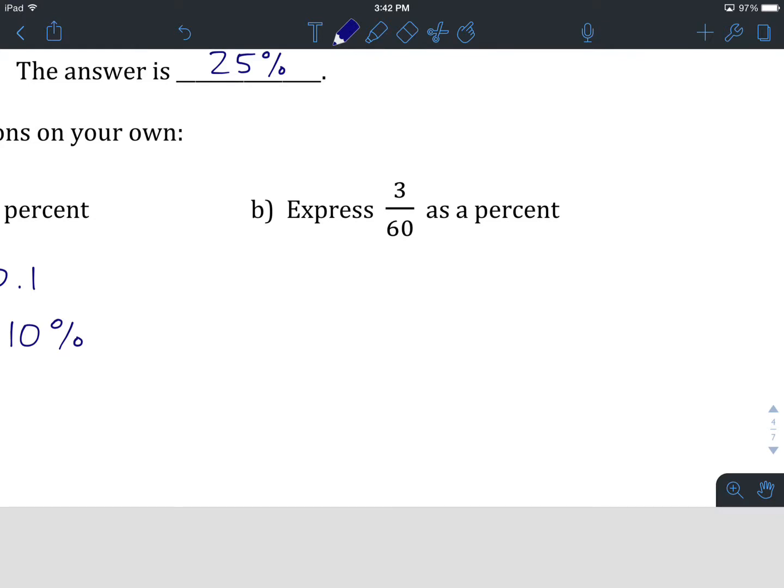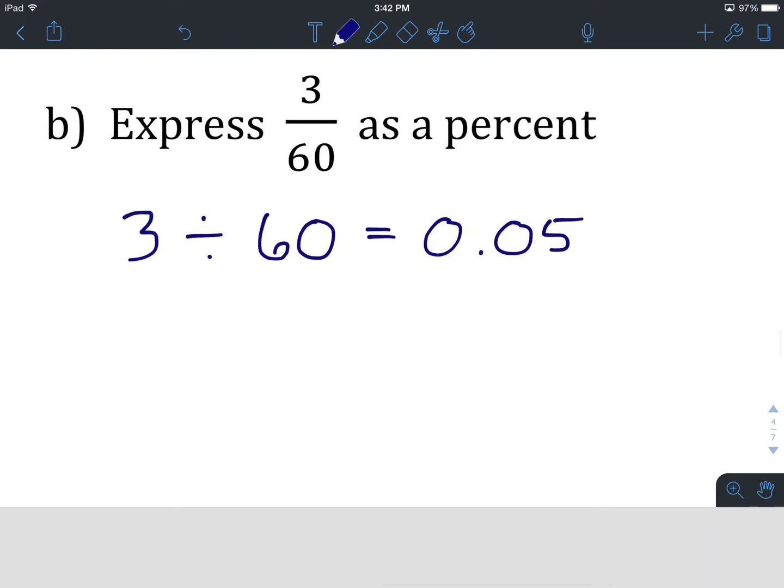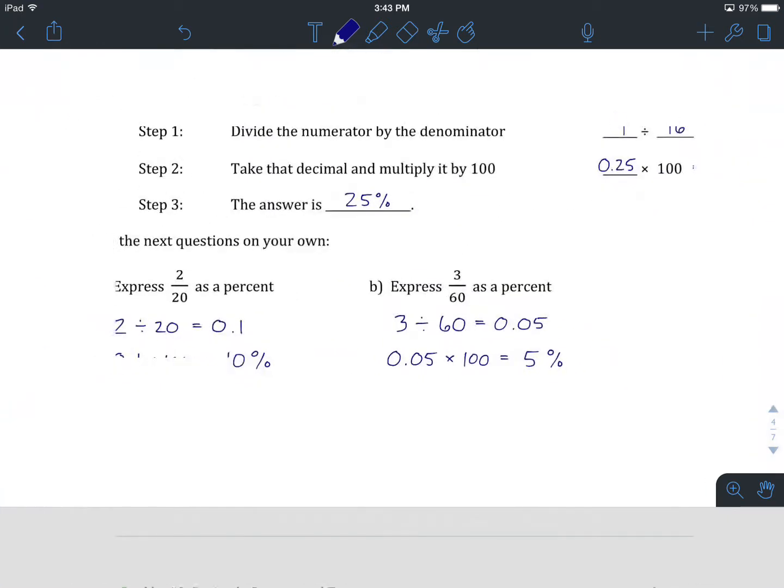Okay, you've given it a try. Let's see how you did. Our numerator is 3. Our denominator is 60, and our first step is to divide 3 by 60 to get a decimal. And when I divide 3 by 60, I get 0.05. My next step is to turn this decimal into a percent, which I do by taking my decimal and multiplying it by 100. And when I multiply 0.05 by 100, I get 5, and there's my notation, percent.